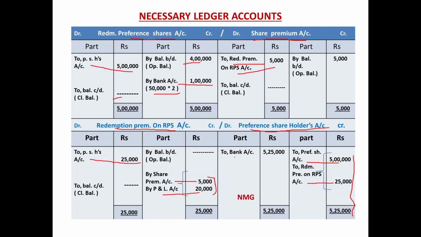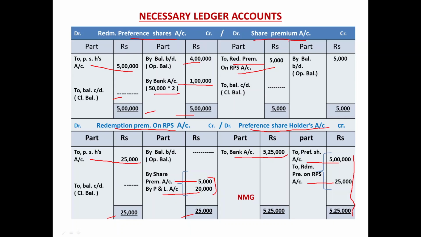Preference shareholders account debited 5,25,000, to bank account credited 5,25,000. So these were the posting impact of the journal entry related with RPS redemption process. Let us close the ledger account and find out the balancing figure. Preference share capital account over, 5 lakhs, 5 lakhs. Redemption premium on RPS 25,000, it's over, no balancing figure.